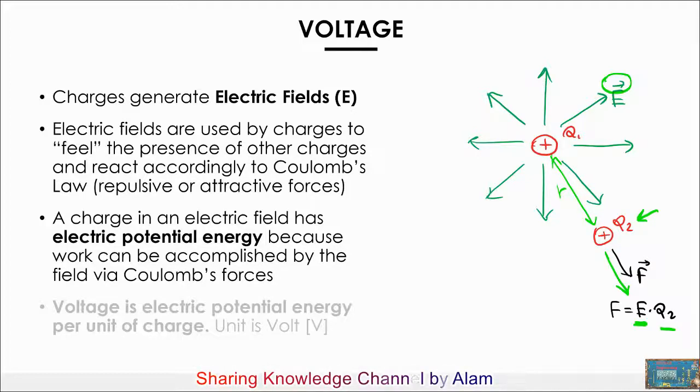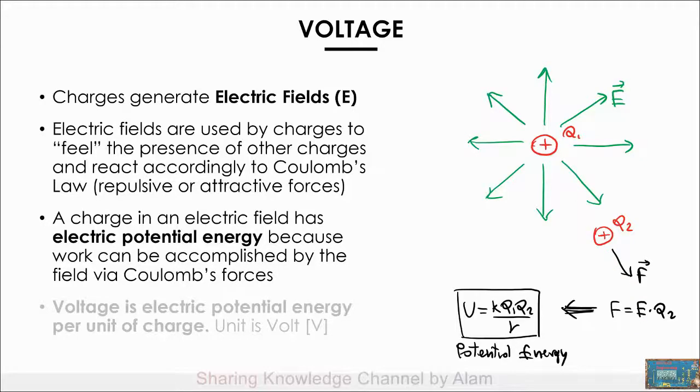To summarize, a charge in an electric field has electric potential energy because work can be accomplished by the field via Coulomb forces. Similarly to the example before, where the ball had lower energy when it was on the ground, in this case, Q2 will have lower energy if it's very, very far away from Q1, because the intensity of the electric field is very small. Some work can be done, but it's a very small work. Whereas if the two charges are very close to each other, they have a lot of potential energy because the work that can be done is greater.